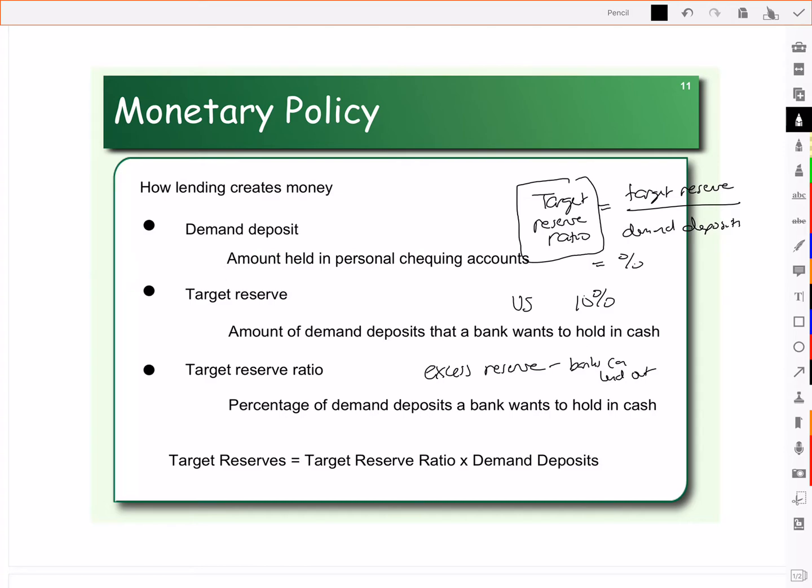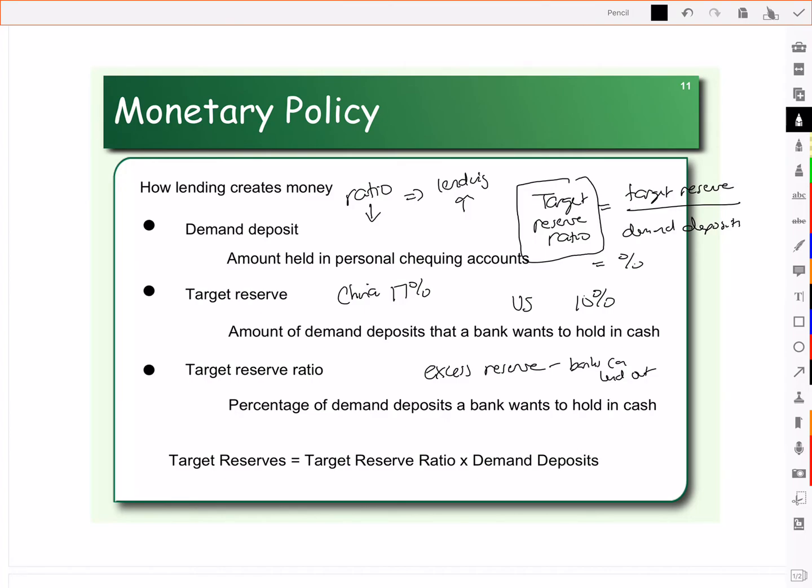Well, let's look at some other countries. What would their target reserve ratios be? In 2016, China's target reserve ratio was about 17%. And this is actually down from previous years where it was over 20%. So tell me, why would we lower the target reserve ratio? Well, if you lower the target reserve ratio, then banks hold less money as cash, which means they can lend more out. So if your ratio goes down, then your lending will go up. If your ratio goes up, then the lending goes down.